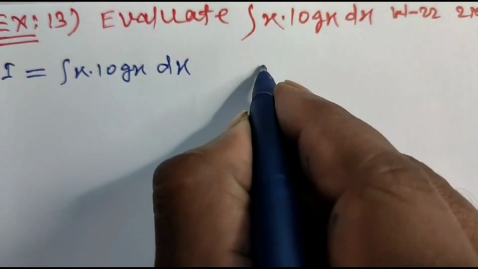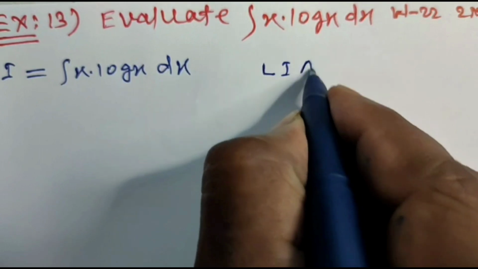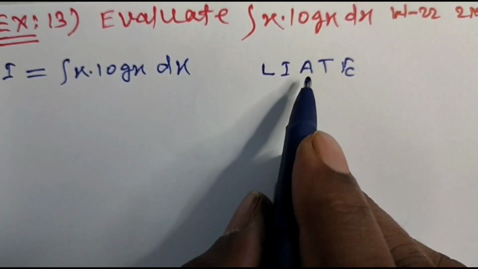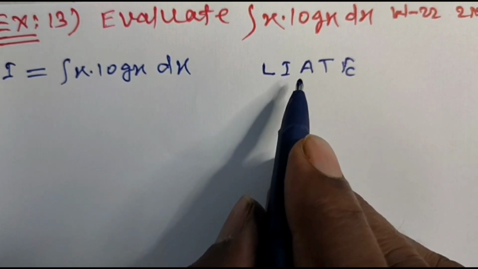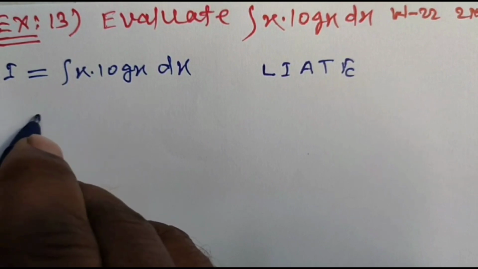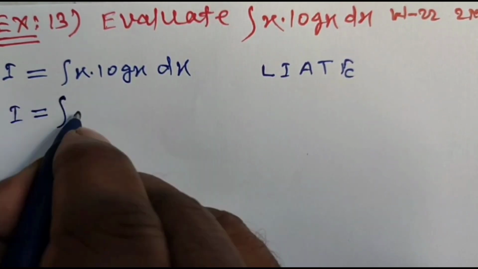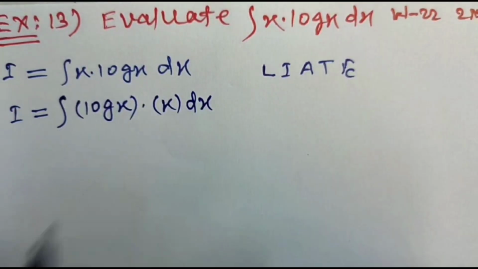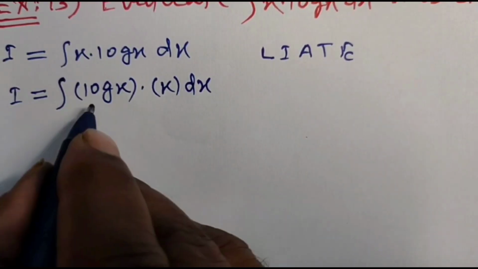So as per the LIATE rule, the first function must be logarithmic and the second function must be algebraic. So rewriting the integral I, we can write I is equal to integral of log x into x, integral with respect to x. Now this is u, this is v.